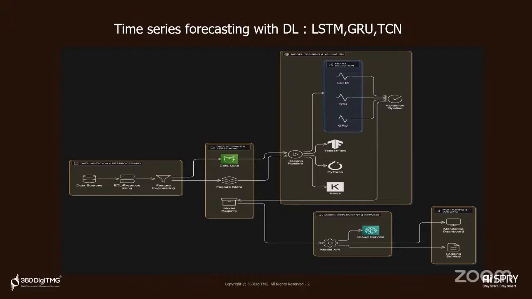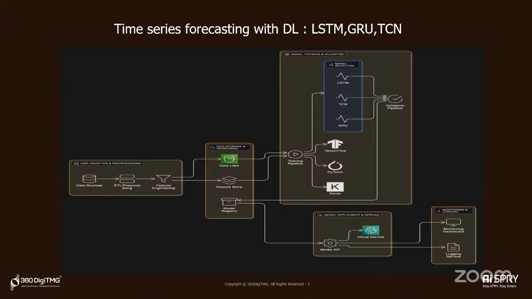After that, we will have a model training and validation step. The training pipeline is where the machine learning models are trained using different frameworks like TensorFlow, PyTorch, and Keras. In this architecture, we'll have a model selection wherein we can select between LSTM, which is long short-term memory, GRU, which is a gated recurrent unit, and TCN, which is a temporal convolutional network.